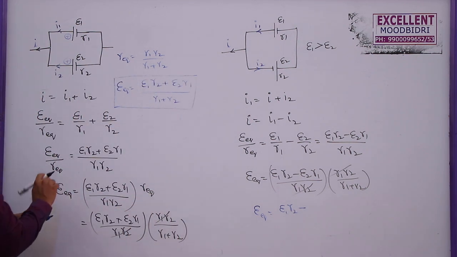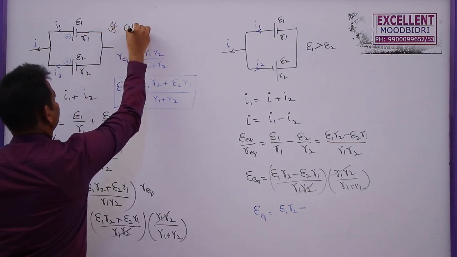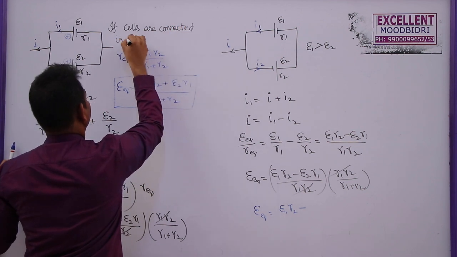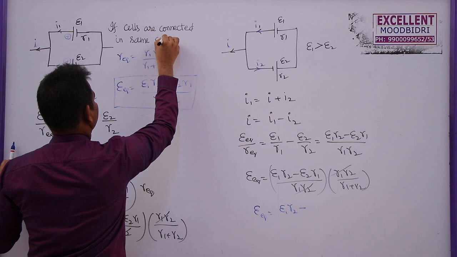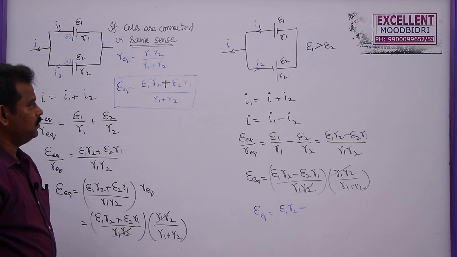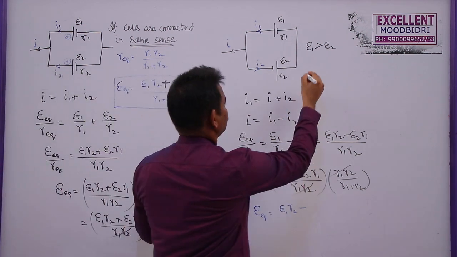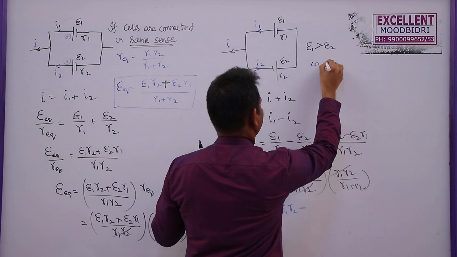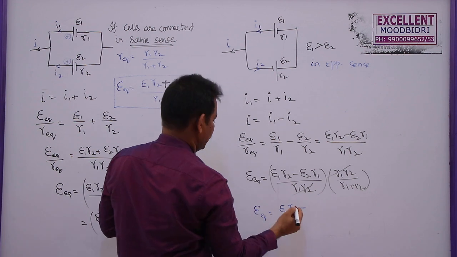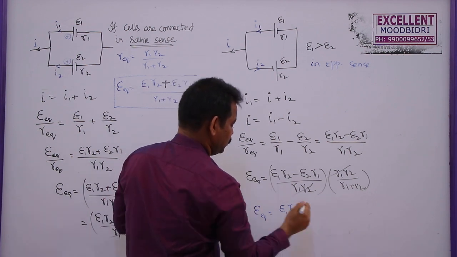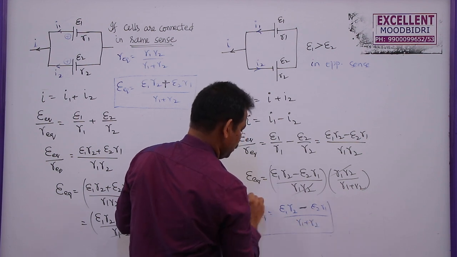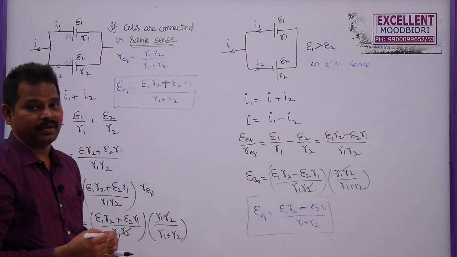If cells are connected in same sense, then this will be positive. If cells are connected in opposite polarity or in opposite sense, then this will become minus of E2 R1 by R1 plus R2. Never use minus here for resistance, because resistance cannot be negative at all.